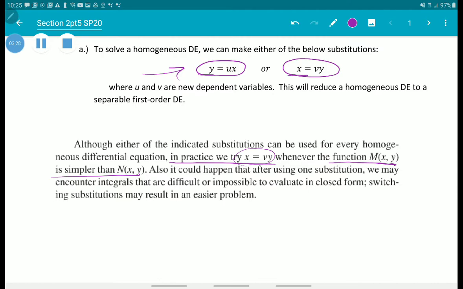Otherwise, you can try to use y equals ux. Sometimes one substitution makes it easier to solve than the other substitution. Sometimes one substitution is impossible to solve, and would require the other substitution. And you just don't know those things until you do the substitution and you get into kind of the mix of what's going on there. So keep that in mind. And that's basically what I said right there. You may have to change your substitution.